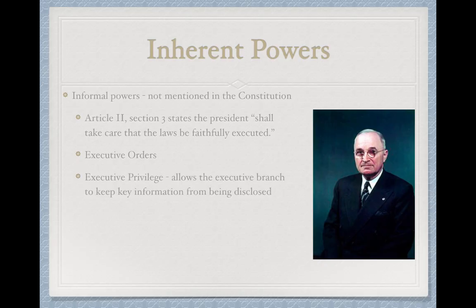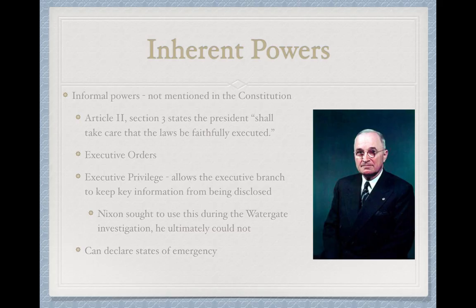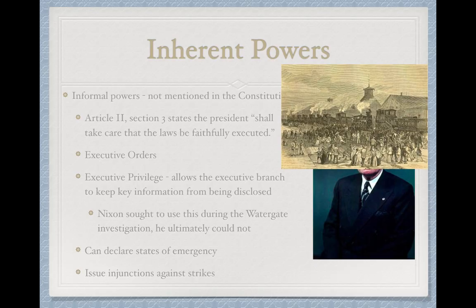Executive privilege allows the executive branch to keep key information from being disclosed, but even that is not absolute, as Richard Nixon learned during the Watergate scandal. He sought to use this during the investigation, but the Supreme Court ruled he could not. And the president could also declare states of emergency in times of natural disasters, for instance. And they can also issue injunctions against strikes, as President Hayes did in the Great Railroad Strike of the 1870s.